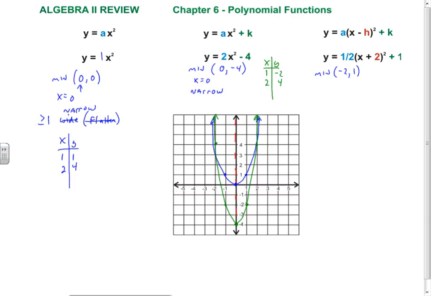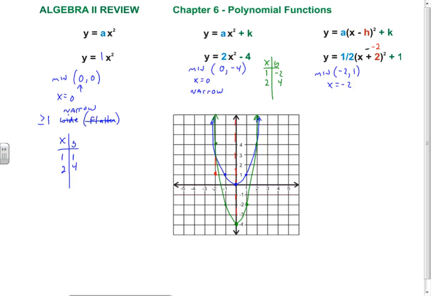Again, in the formula, this is a minus, so therefore it must have been minus a minus 2 to have that plus 2. What's the line of symmetry? X equals negative 2. So remember, this is our starting point. I'll graph this one in black. So we're a min at negative 2, 1, right here.